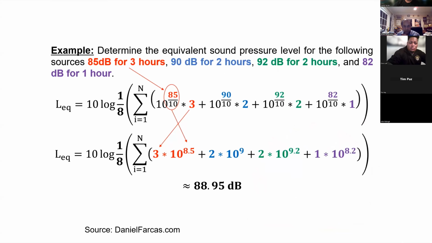For example, determine the equivalent sound pressure level for the following sources: 85 decibels for 3 hours, 90 decibels for 2 hours, 92 decibels for 2 hours, and 82 decibels for 1 hour. In this case, to hurry up the calculations, we can divide the number of decibels by 10 and move the number of hours in front.